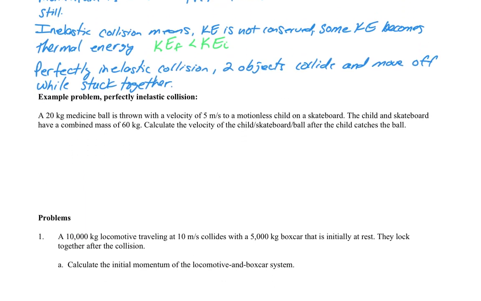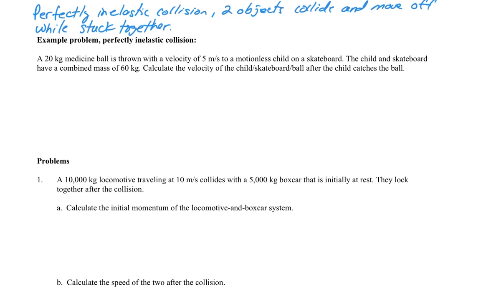So let's see how we're going to solve these problems. We'll take a look at an example, and then we have some problems for you to try. So let's say that we have a 20-kilogram medicine ball. That's just a heavy ball that people work out with, if you're not familiar. And we throw it with a velocity of 5 meters per second to a motionless child who's sitting on a skateboard. I don't know why they're doing that, but they are. The child and the skateboard have a combined mass of 60 kilograms, so they have more mass than the medicine ball. We want to calculate the velocity of the child, skateboard, and ball after the child catches the ball.